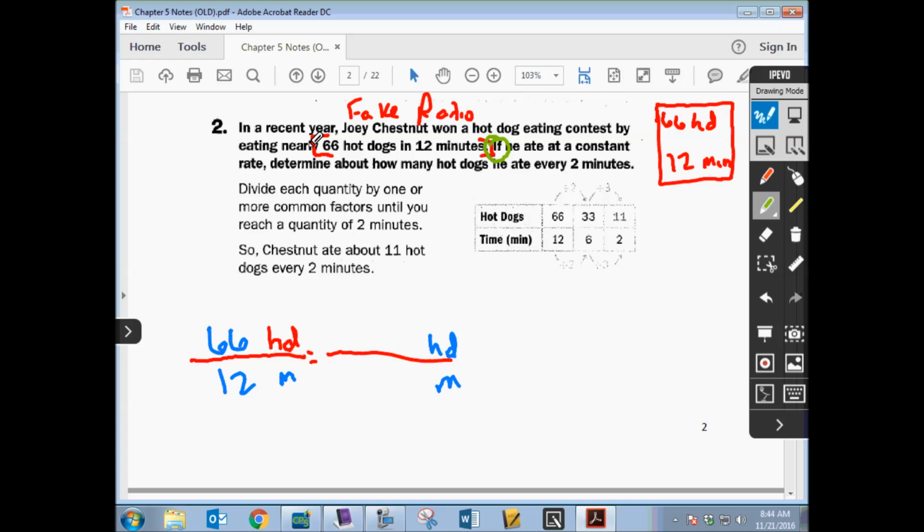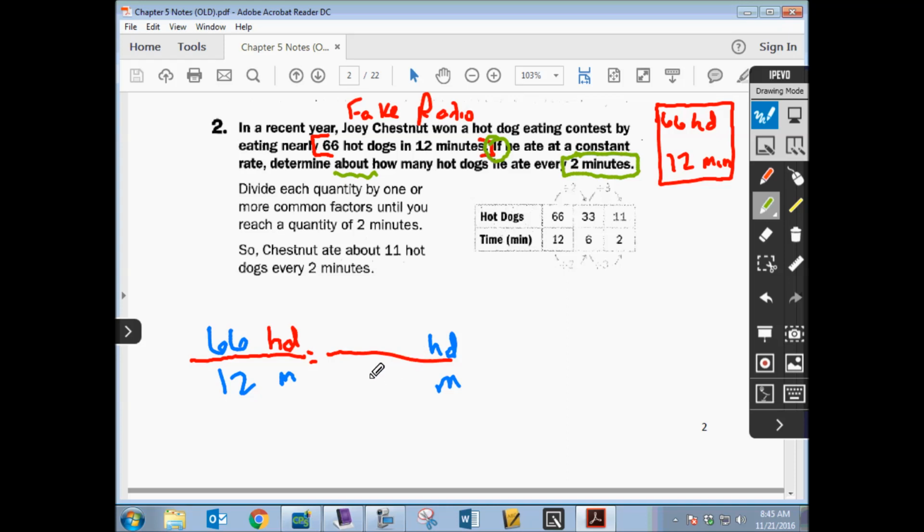He might eat 20 in a minute, and then he might slow down a little bit, or he might speed up. You know what I'm saying? There's never going to be a consistent thing with this kind of stuff. Okay? So we're saying if he ate at a constant rate, whatever that is per minute, we could figure it out, but we're not going to. Determine about, on average or rounding, how many hot dogs did he eat in every 2 minutes. So we need to figure out 2 minutes.